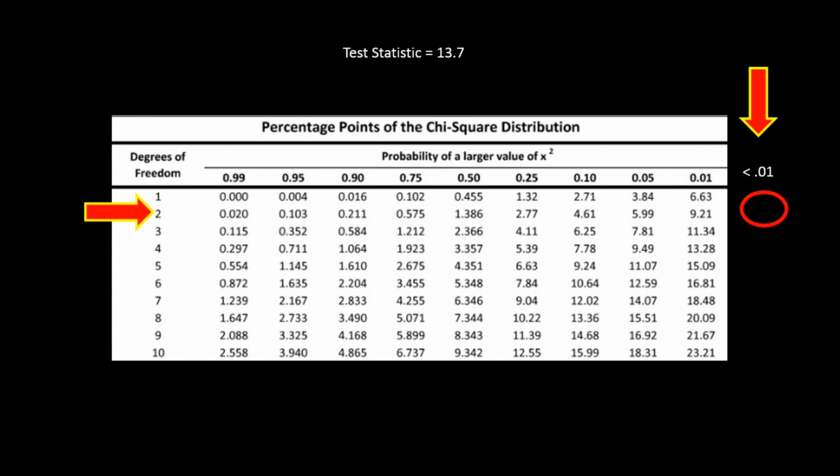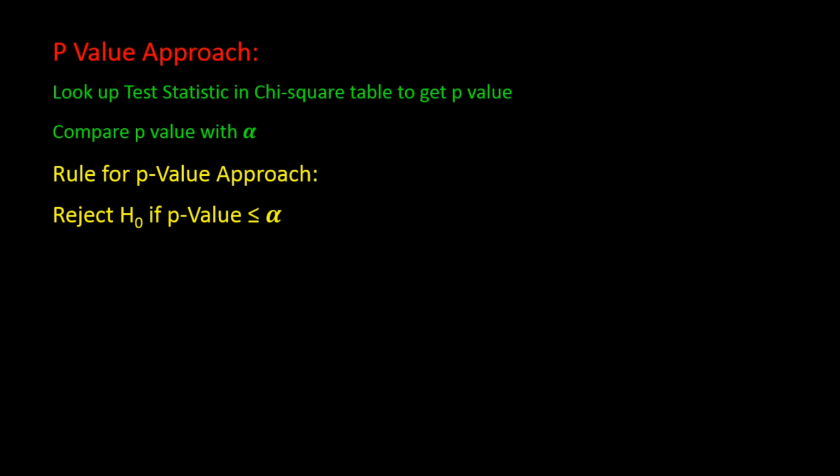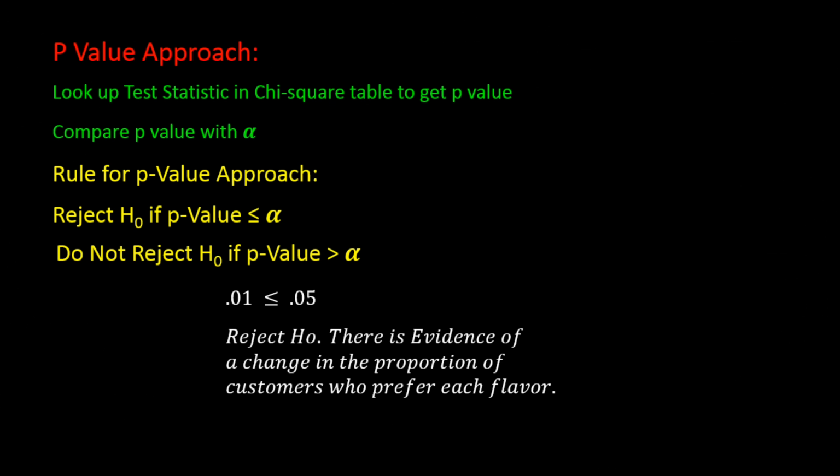The rejection rule for the p-value approach is to reject if the p-value is less than or equal to the alpha value, and do not reject the null if the p-value is greater than alpha. We saw on the chart that the p-value was less than 0.01, and 0.01 is less than the alpha value of 0.05, so the p-value is less than the alpha value, and we would reject the null and find evidence that the proportions have changed from the hypothesized proportions. They are not 0.5, 0.3, and 0.2 for the different soft drink flavors. This is the same conclusion we reached when we used the critical value approach.